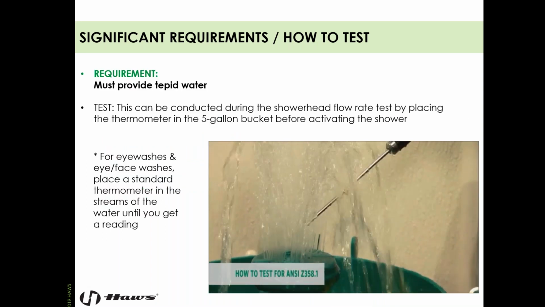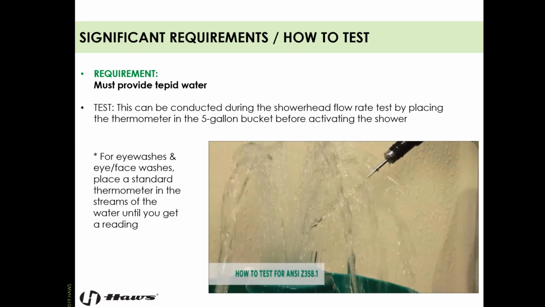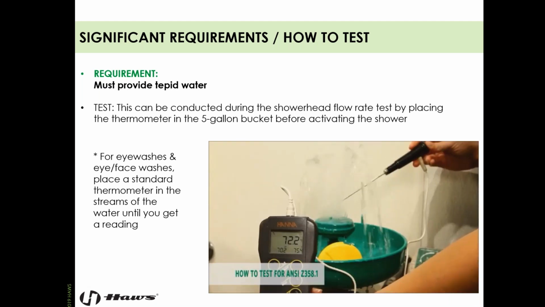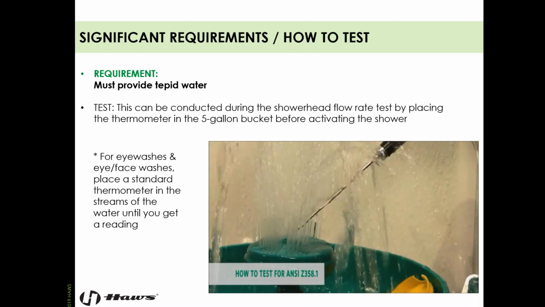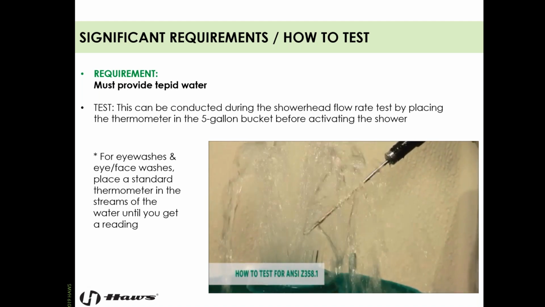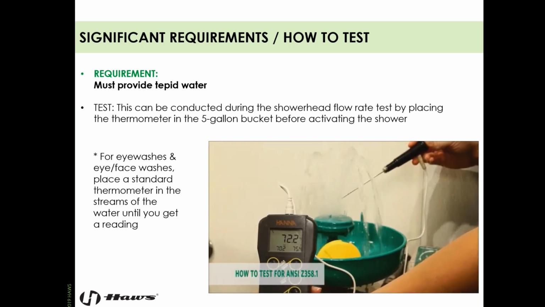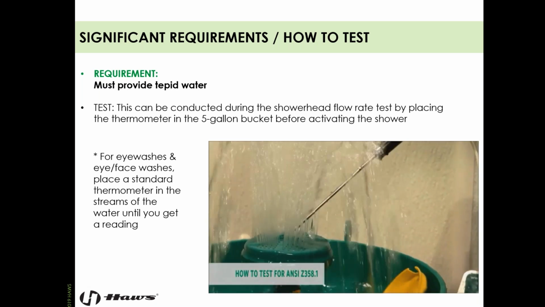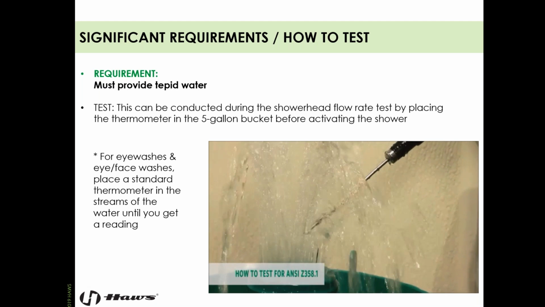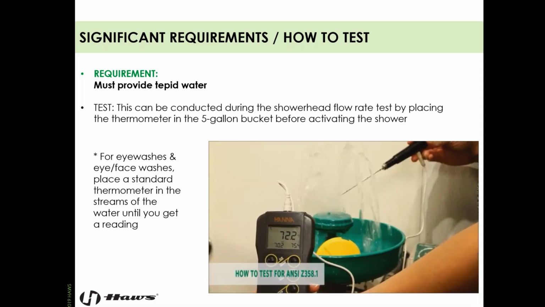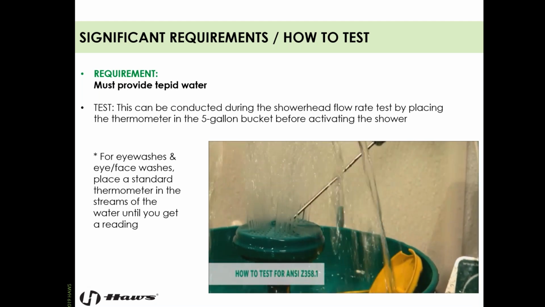So measure the temperature at the shower. I told you earlier, throw the thermometer in the bottom of the bucket. So as you test the shower, you're getting a reading for the temperature. For an eyewash or eye/face wash, if you have an electric, laser, or even a traditional thermometer, just throw it in the stream of the water and wait for the readout. That's how you measure the eyewash or eye/face wash.